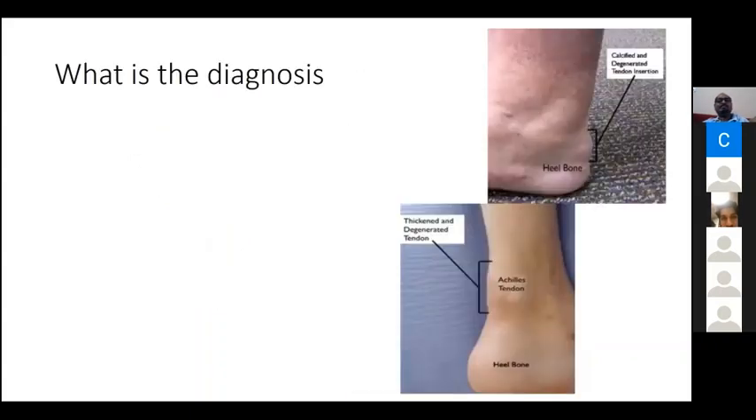All right. Now going to the next part. What is the diagnosis here? Spot diagnosis.